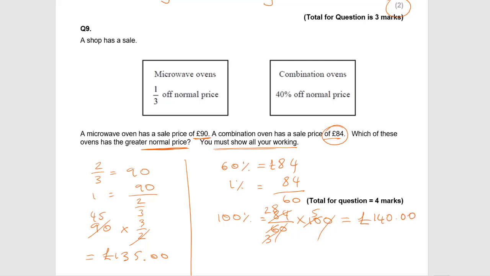pounds. So which of these ovens has the greater normal price? And I can see that the combination ovens have the greater normal price. So let's write down the final answer. Combination ovens. Okay. So that was this.